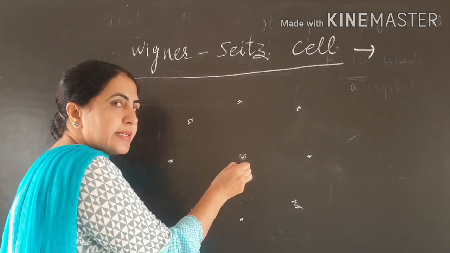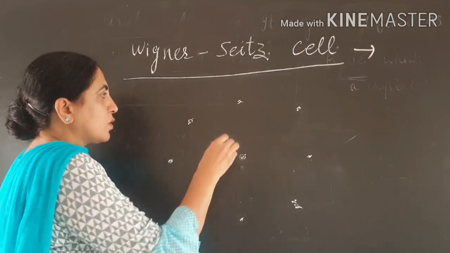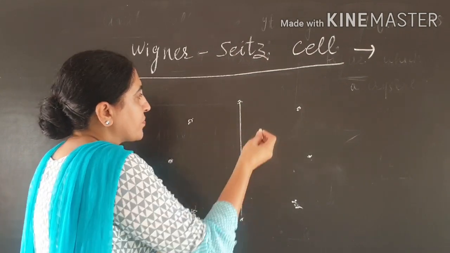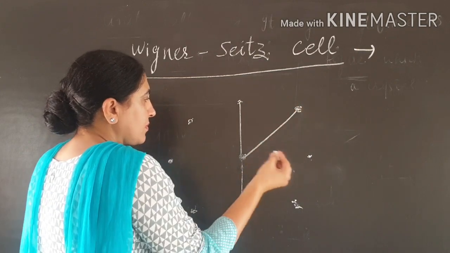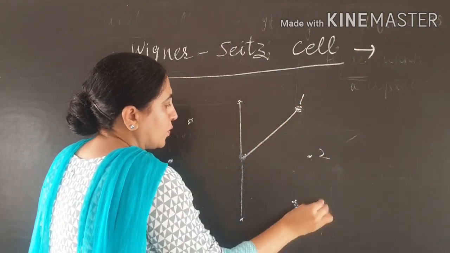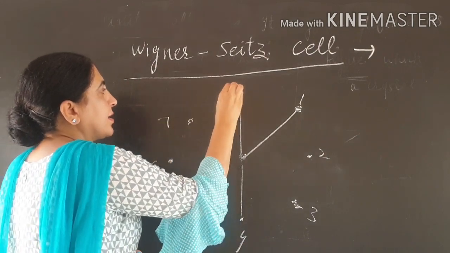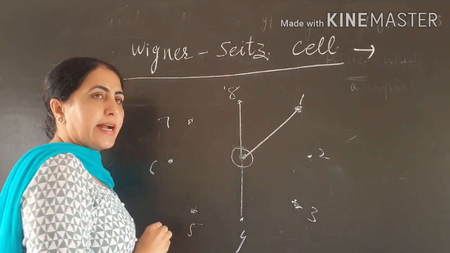So join this lattice point to nearest neighbor lattice points. If I am joining this to this, then again this to this, again this point to this, this is the nearest neighbor. 1, 2, 3, 4, 5, 6, 7, 8, these are the nearest neighbors and this is our reference lattice point.